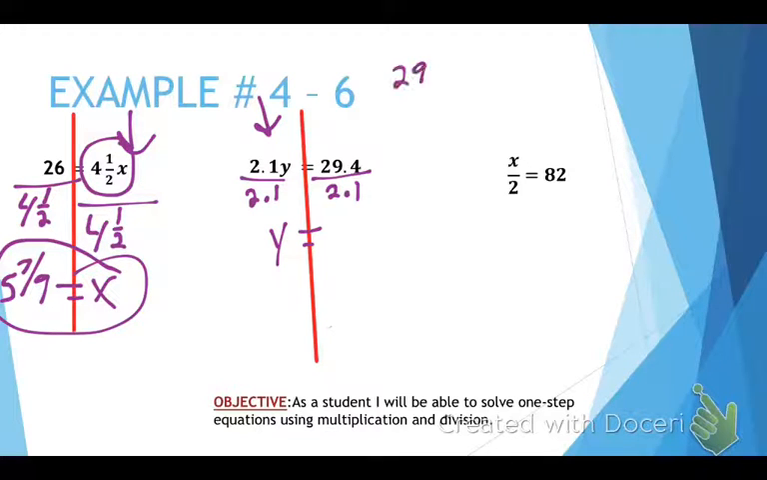29.4 divided by 2.1. How do we do that? Well, remember, real quick, we'll do just a little review. 2.1, what do we do to divide decimals? We move it to the wall. Move it to the wall one time. Put our decimal at the top. 21 goes into 29 one time.